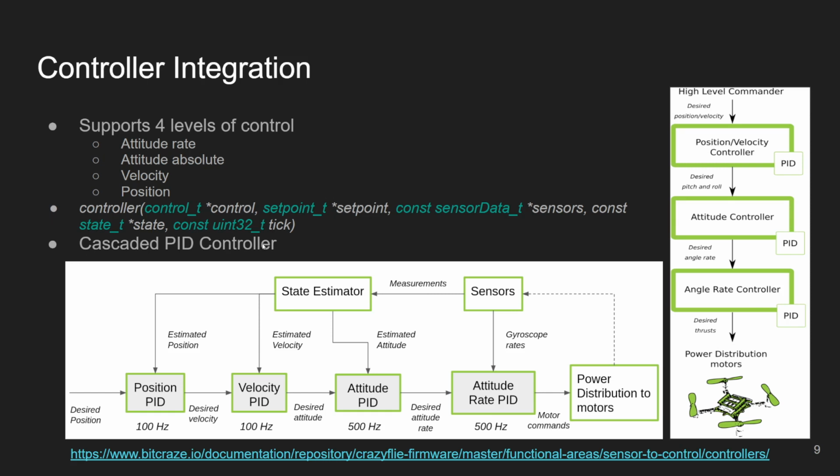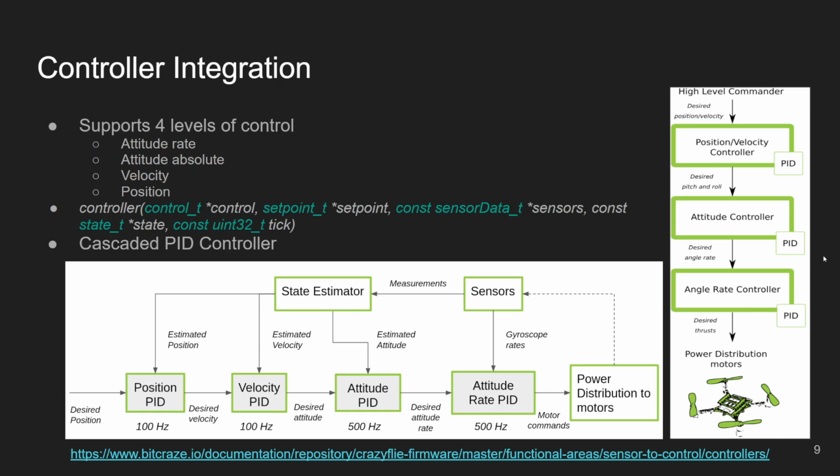So here's an example of the cascaded PID controller. We have the position PID that feeds into the velocity PID, that feeds into the attitude, that feeds into the attitude rate, and then that'll go onto the motors. So each PID kind of builds on itself and sends its desired position or desired state to the next one until you get the motor commands from the final PID.